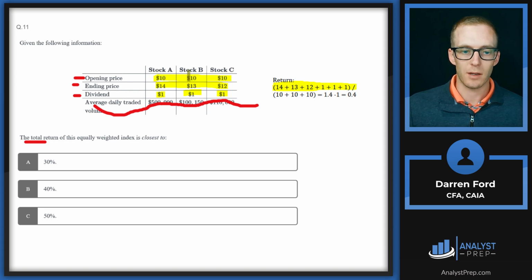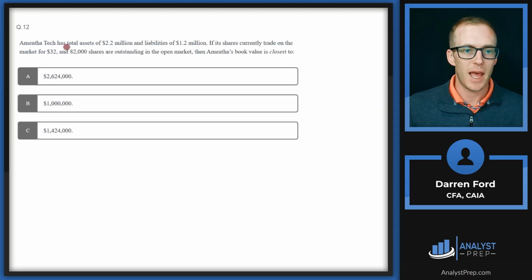And we don't need to adjust this at all for any of the weightings because they're equally weighted, so we can just add them up. And that gives us 1.4, subtract out the 1, which gives us 0.4 or 40%. Answer B. Amentha Tech has total assets of 2.2 million and liabilities of 1.2 million.